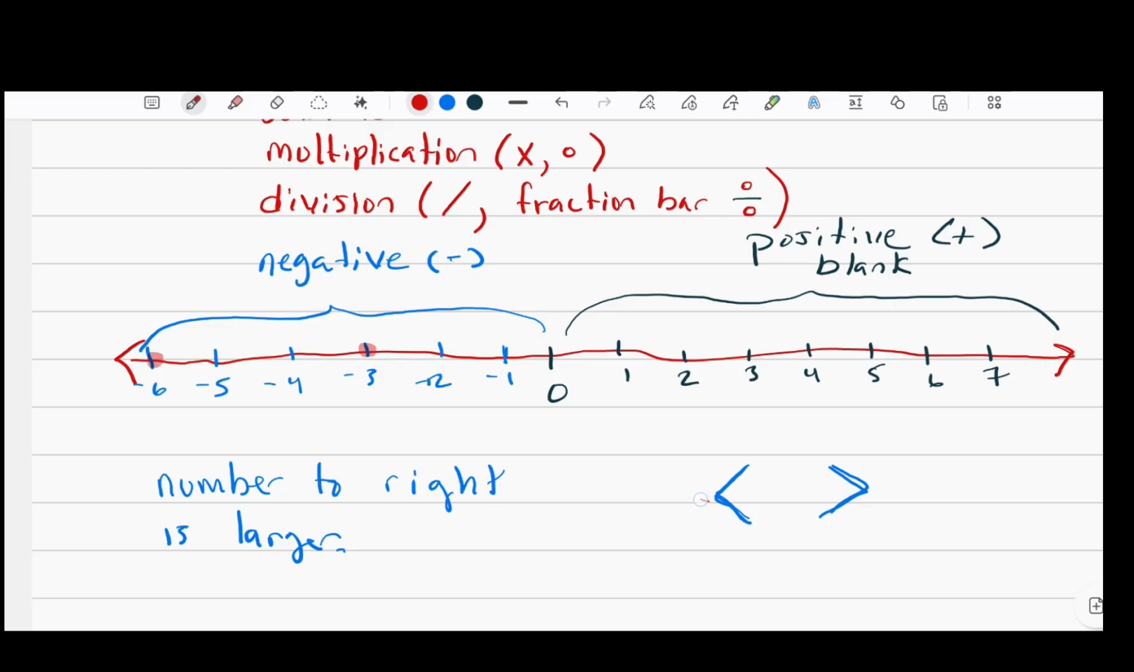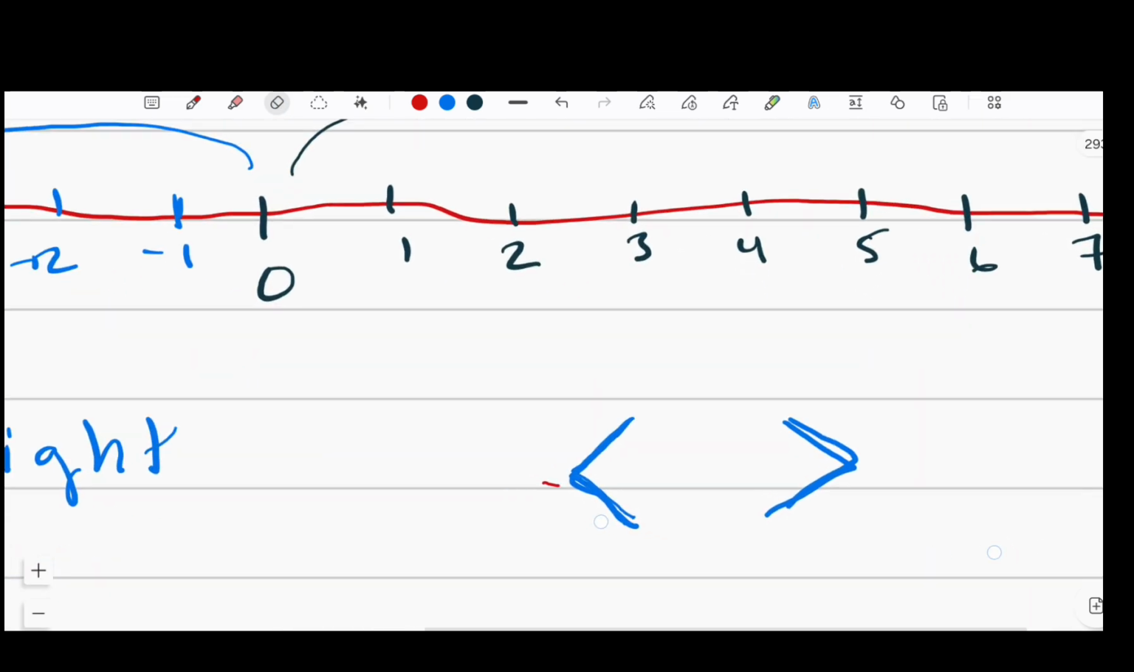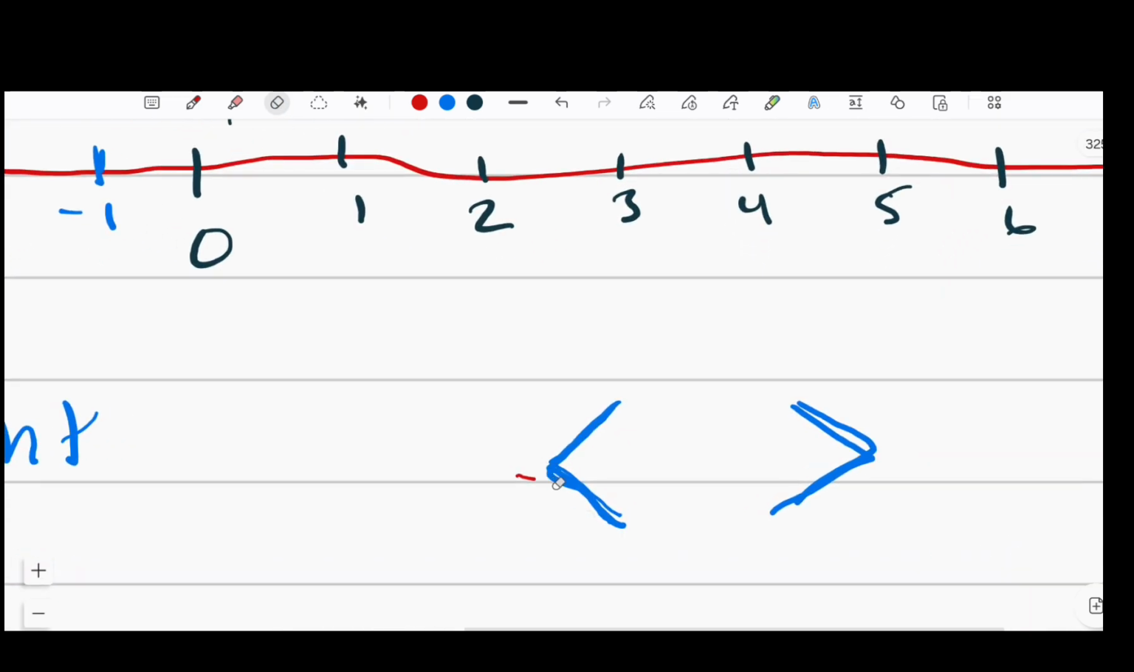Now, if the little n, when I say little n, I'm talking about that little pointy end right here. This little bit right here.